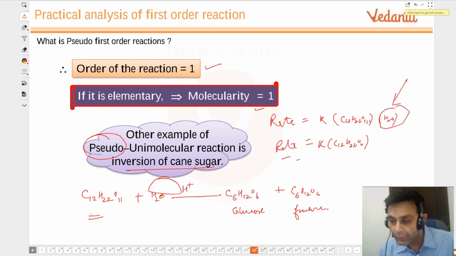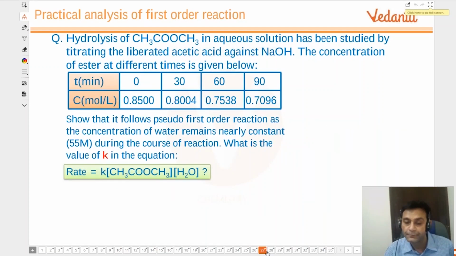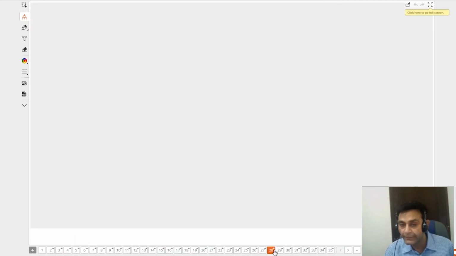One solvent should be in excess, not necessarily water, students, not necessarily water. Here the two reactions that I have shown contain water as a solvent, but it can be any other reactant also, as long as it is in excess, such that its concentration is not changing at all in the overall reaction. Getting me?